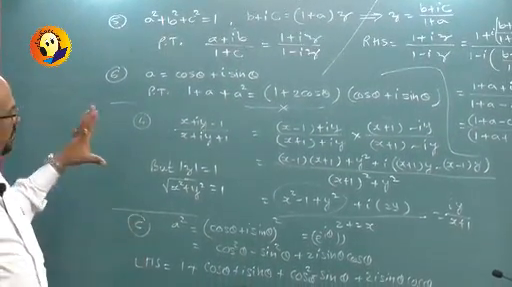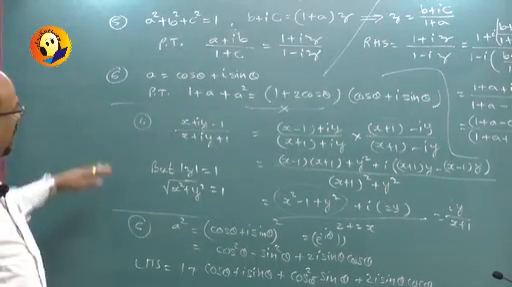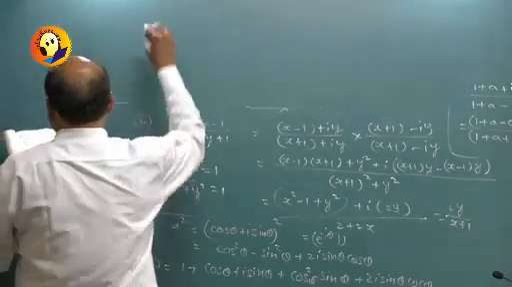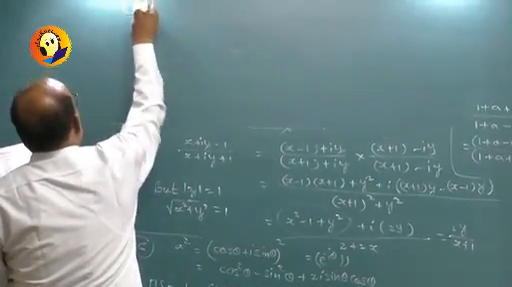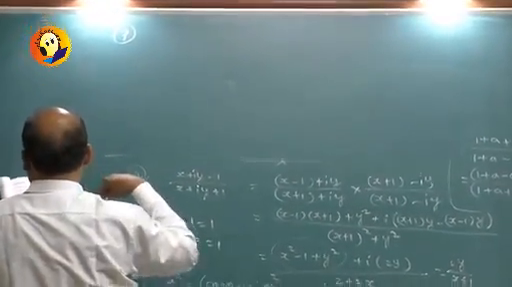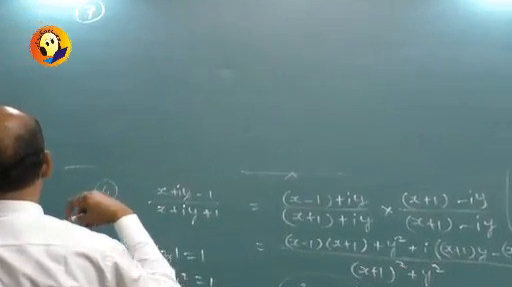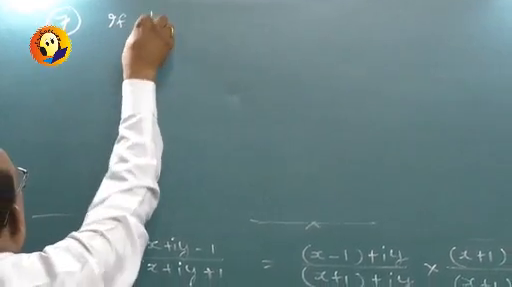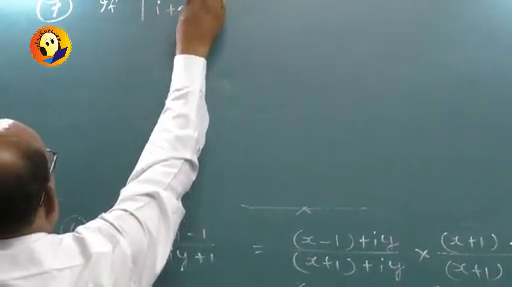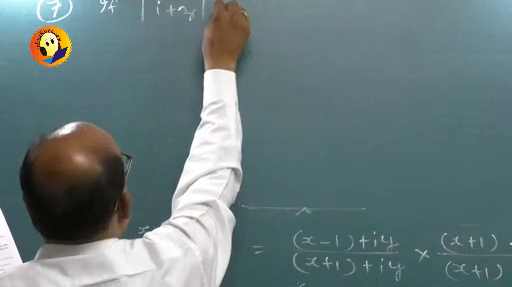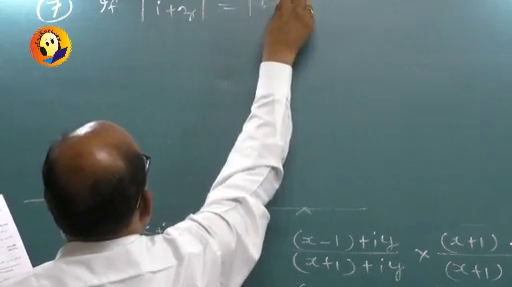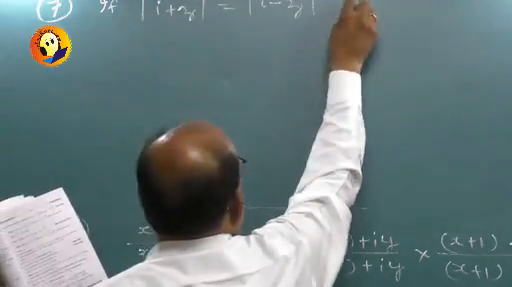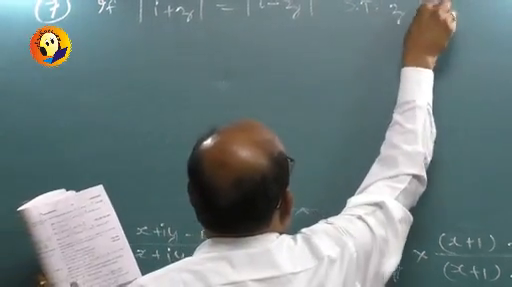This group of 3 problems is always easy, at least, and I have kept everything here only. Now the 7th one. If mod of i plus z is equal to mod of i minus z, show that z is real.